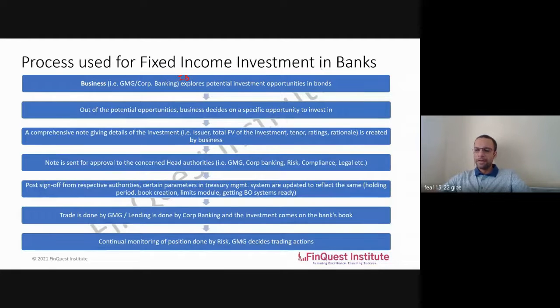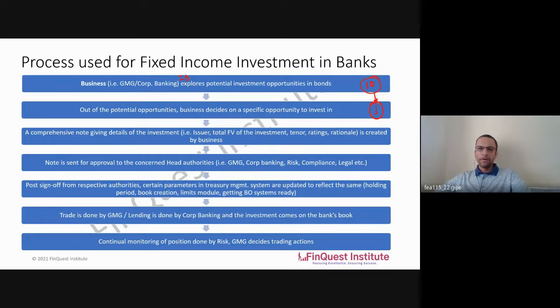Now, naturally, every opportunity cannot be invested in, right? Because finally, every bank will have a limited amount of resources at its disposal. So when I say resources, I mean a limited amount of funds. It will not be possible to invest in every single opportunity which the business tracks. So the management will look at various opportunities which the business has shortlisted. Let's say the business has shortlisted 10 opportunities of investment in fixed income. Out of 10, they may decide to pursue, let's say, three opportunities because they feel that these three are going to add significant value to the bank's portfolio. So three opportunities will be picked up.